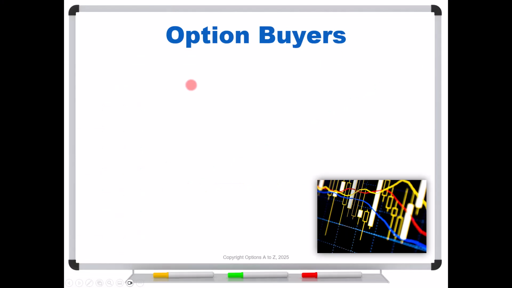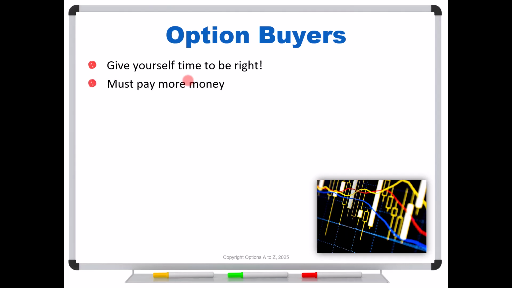So what can we take from all of this? Well, there's a number of different takeaways. First, as option buyers, give yourself time to be right. You're getting cheaper units of time. Now, yes, you must pay more money in total, but for 2 times the price, you're getting 4 times the time. See, your price per unit of time is cheaper.